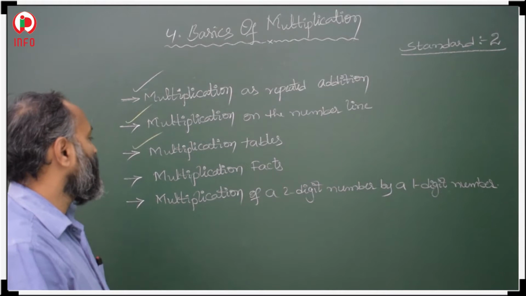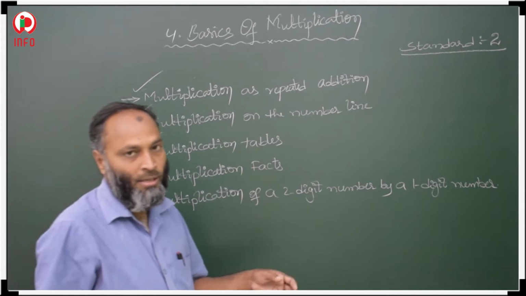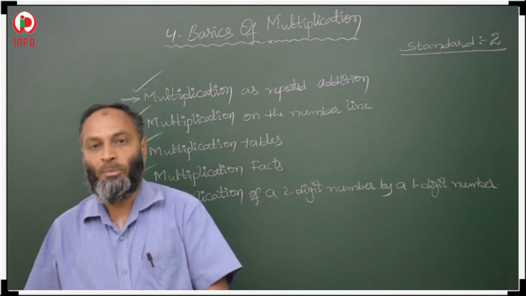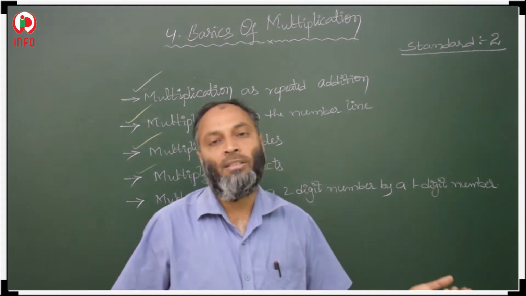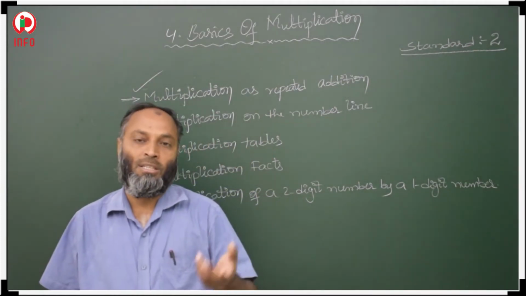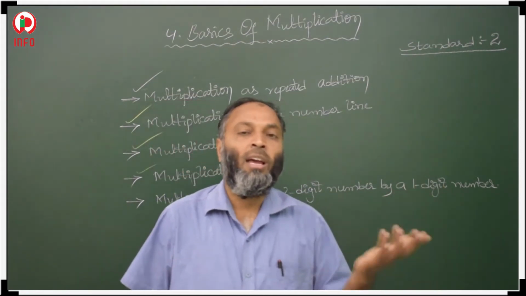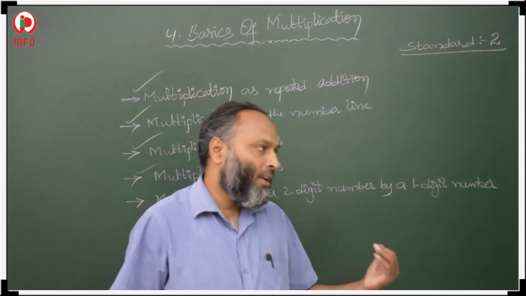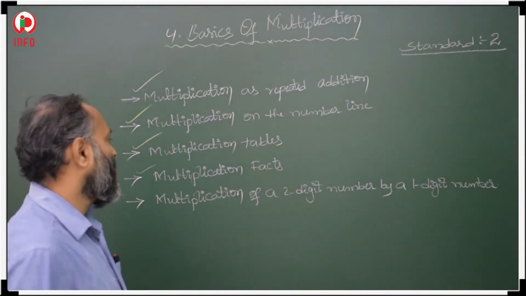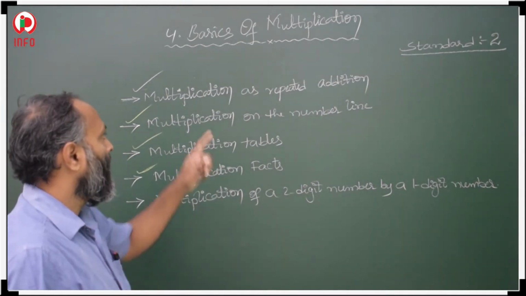And what is the fourth topic? Fourth topic is multiplication facts. Like in addition, we learn addition facts and subtraction facts. What are addition facts? 1 plus 0 is how much? 1 plus 1 is how much? In subtraction, 1 minus 1 is how much? 1 minus 0 is how much? These facts we learn in addition and subtraction. In the same way, multiplication facts also we are going to learn. This is our fourth topic in the chapter.